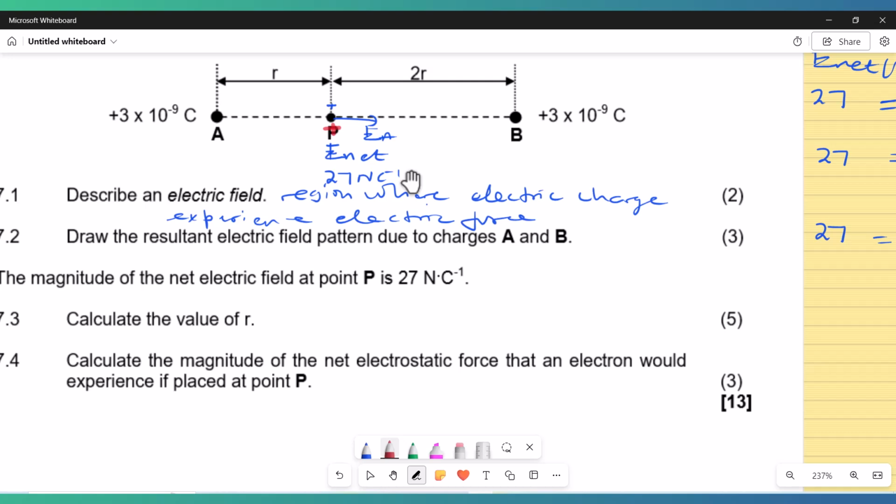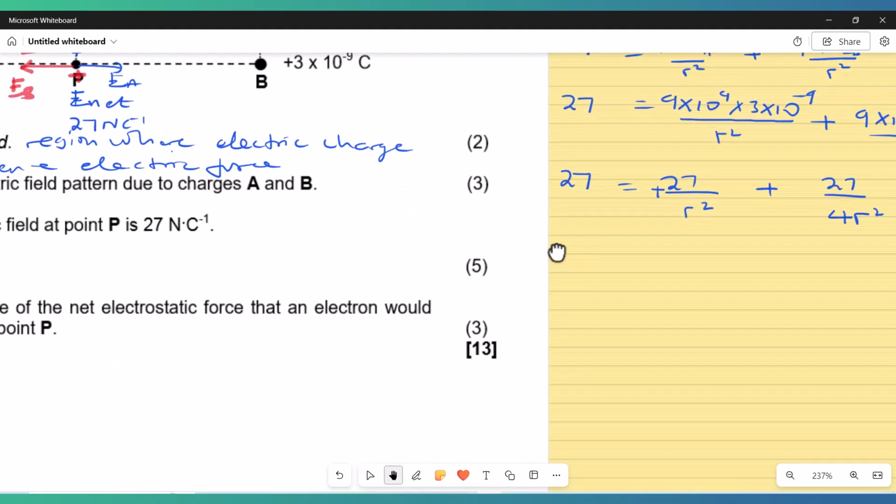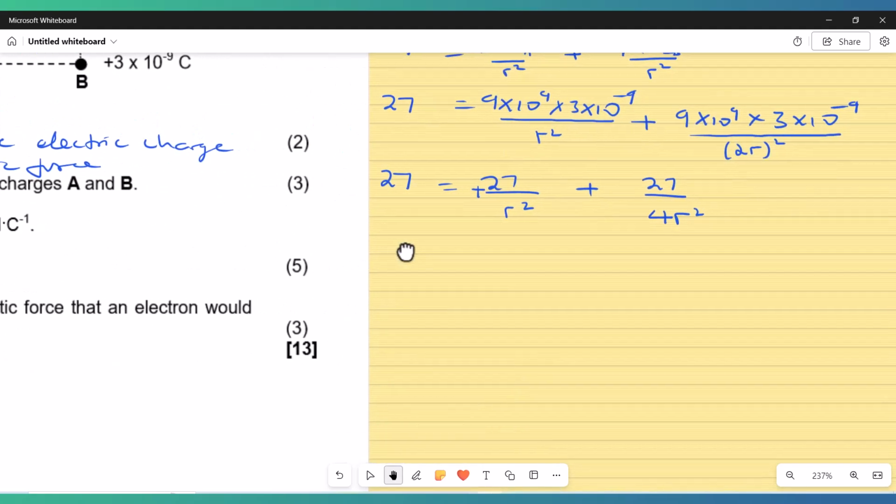It's going to repel this one here. So it's going to be facing where? It's going to be facing to the left, okay? So this is the E because of the charge B. As you can see, facing this side, it's going to be made negative. So my answer for the E because of B must be negative, okay? So when I come here, I'm going to put a minus here.